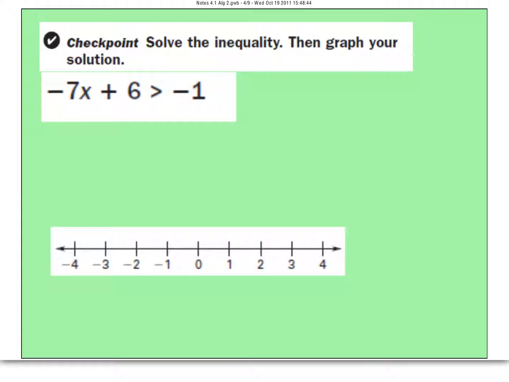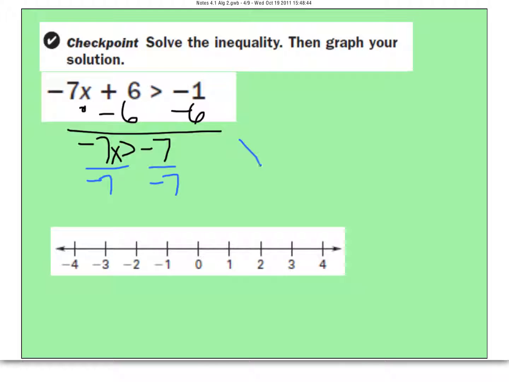Okay, well, let's solve another one. To get the x by itself here, there's only a variable on one side, so all I have to do is move the 6, so subtract it. Again, that's not going to cause me to flip the sign. To get x by itself, this last step, divide by -7. That is going to cause the sign to flip from greater than to less than. -7 divided by -7 is 1. Again, notice this is a less than symbol.